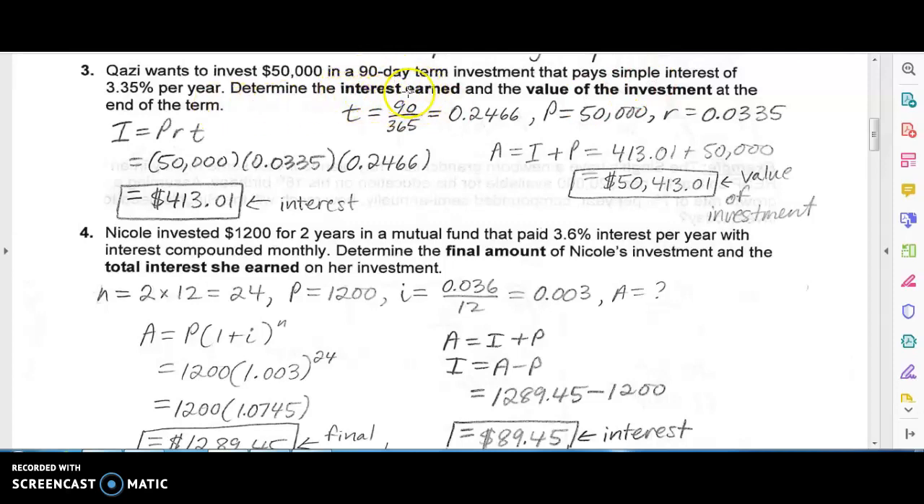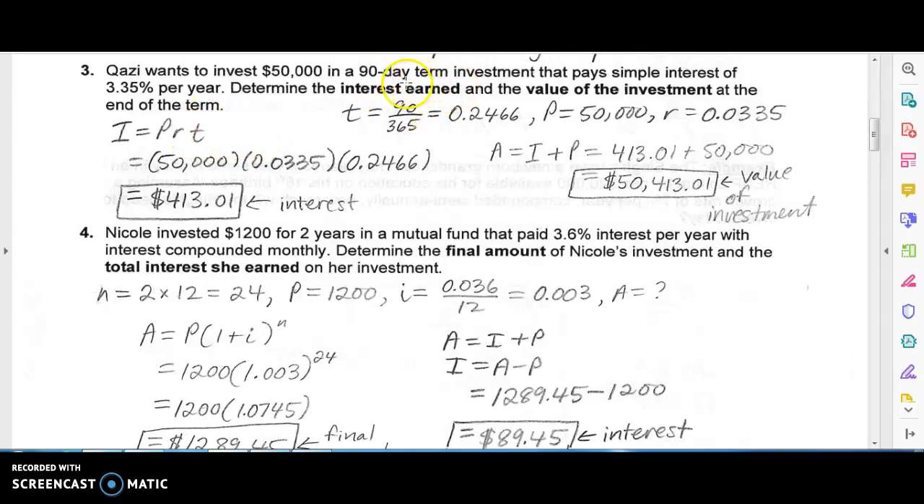So to figure out the interest earned, we use our I equals P times R times T formula, and that'll tell us the amount of the interest he has earned. Okay, so P is the principal, or the amount he invests at the start, so we know that's 50,000. R is the interest rate converted to a decimal, so 3.35% converts to 0.0335. And just remember, the trick here is the term, or the time, is 90 days. And for simple interest, we always have to express T in terms of years in order for us to plug it in here and for the formula to work properly.